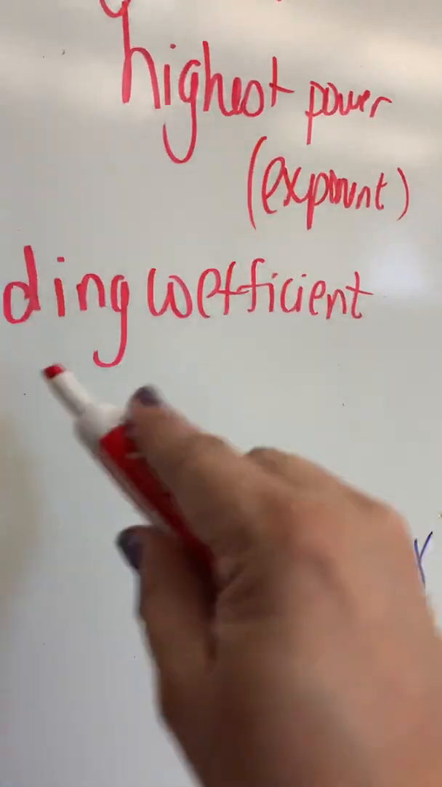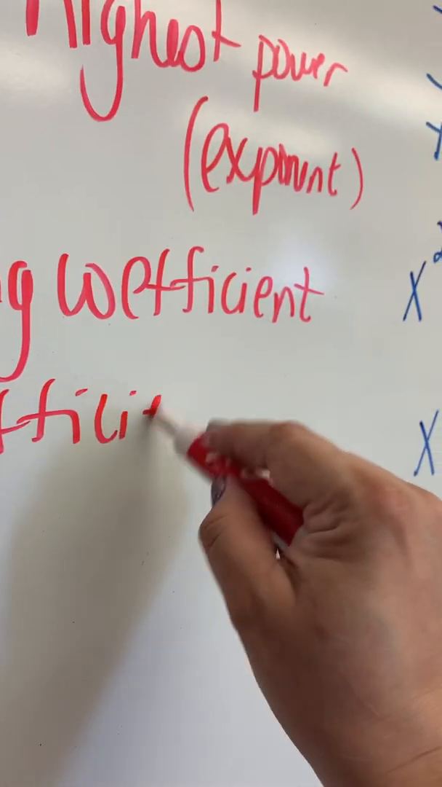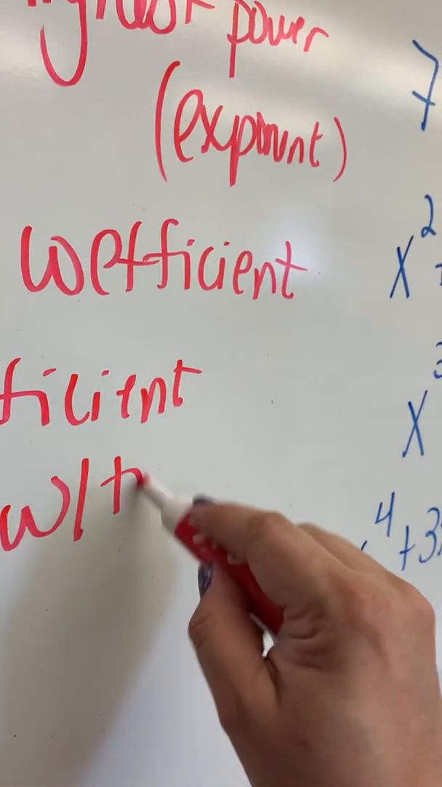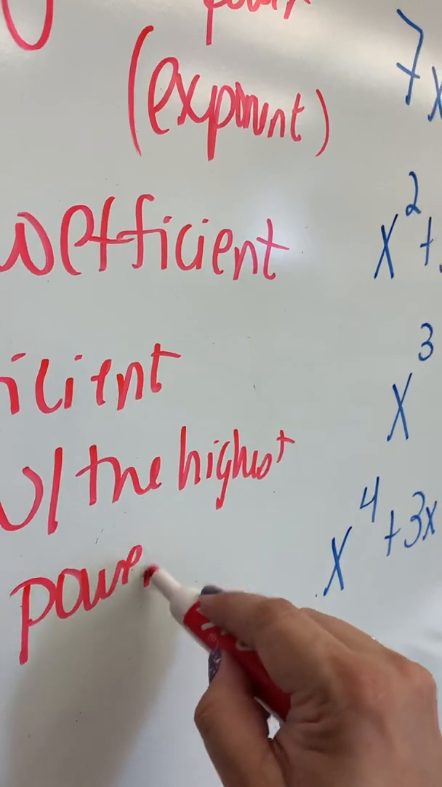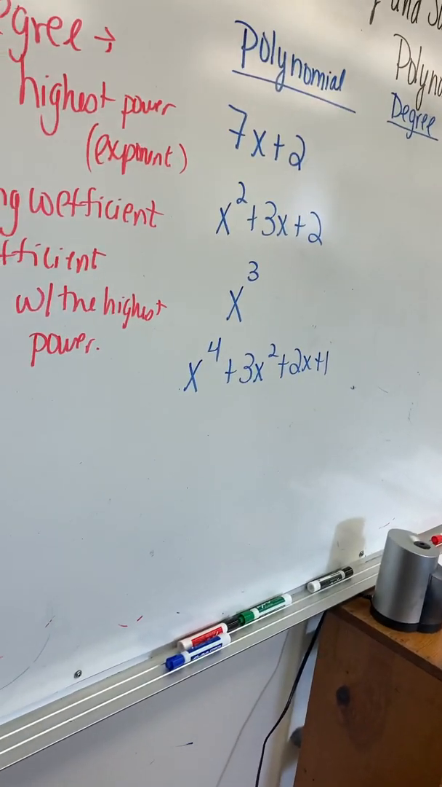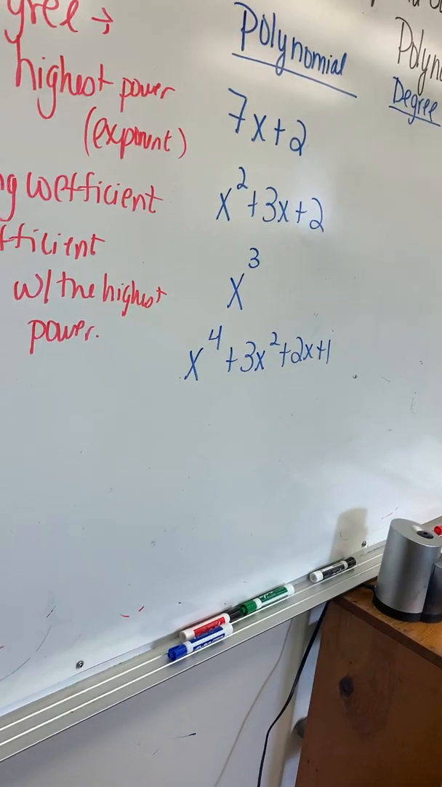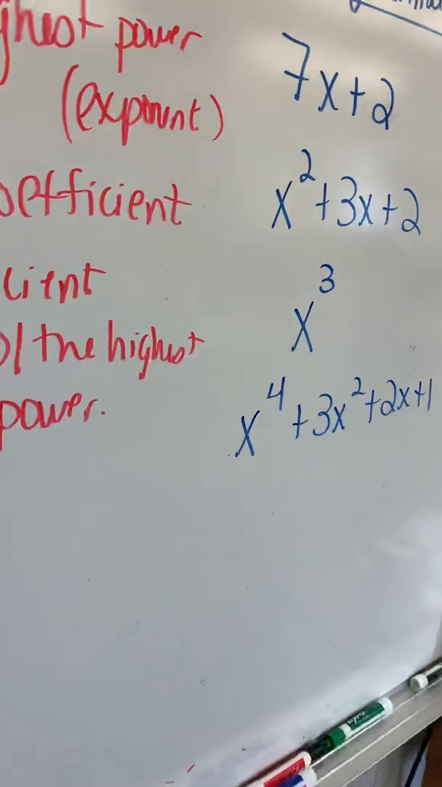So the leading coefficient is the coefficient with the highest power. It's the coefficient with the highest power. And I don't think this book tells you to do that. I just want you to know it for future reference, so you're getting this vocabulary down.